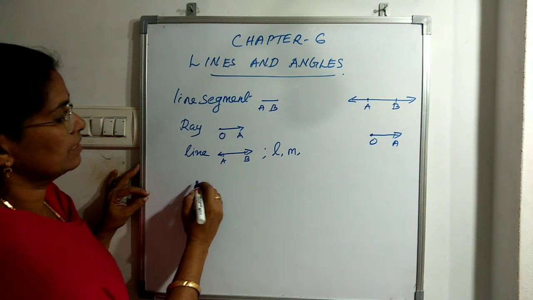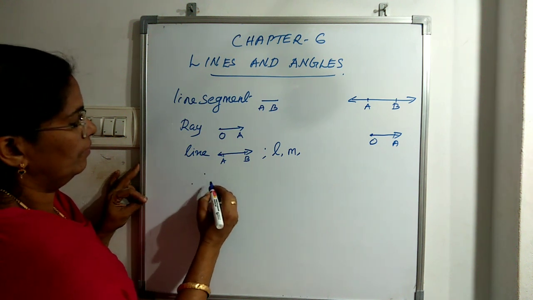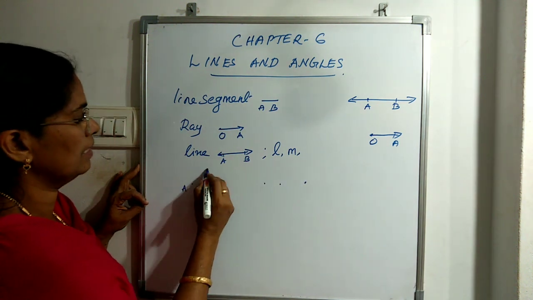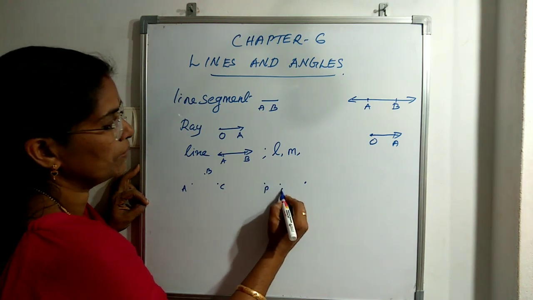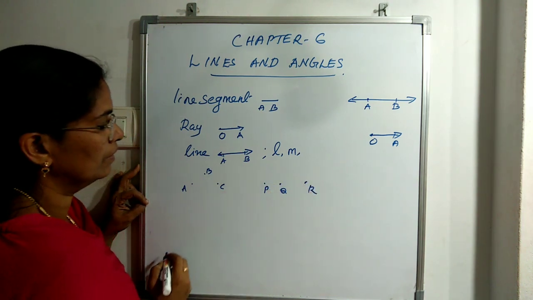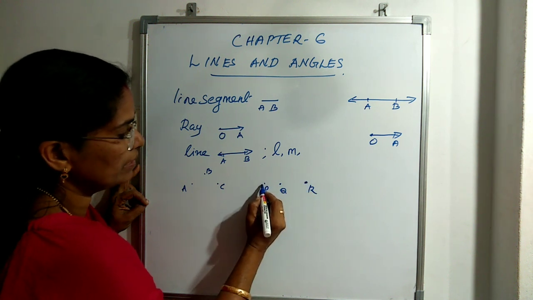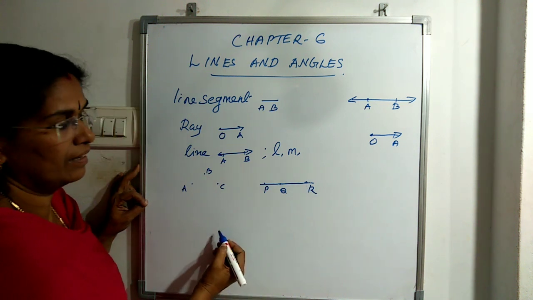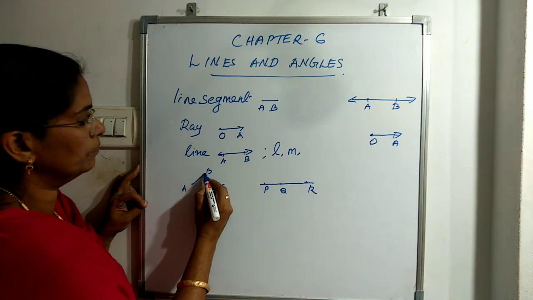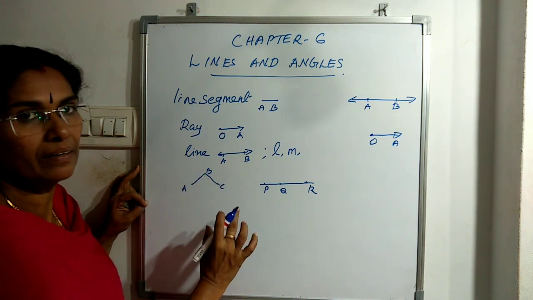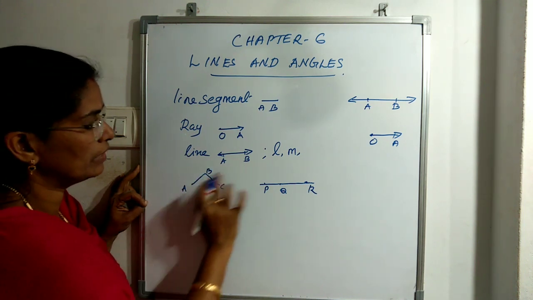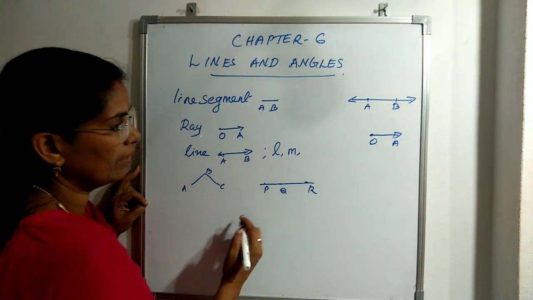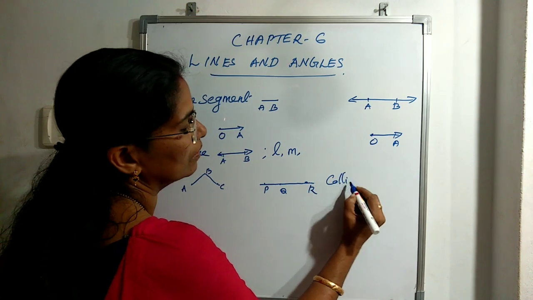Next. See, there are 3 points. Here also I am marking 3 points. Here it is A, B, C, and here we can call them P, Q, R. When I draw these 3 points and join them, it becomes a line. But when I join these, it will not become a line. It is a curved line, not a straight line. So we can say the points P, Q, R are collinear points.